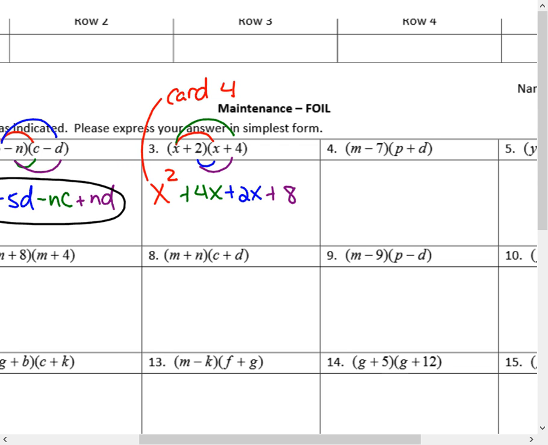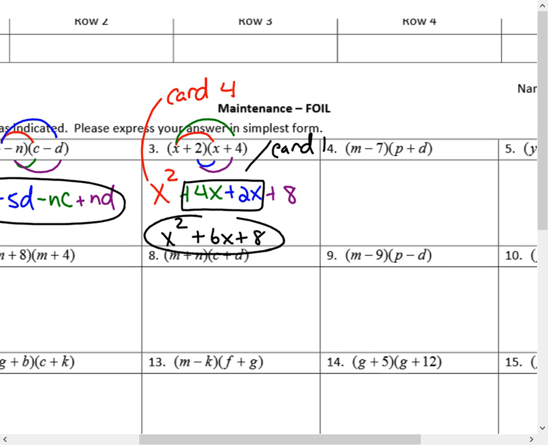Now when we continue to scan, we see that x squared, there's no more x squareds. Here we see 4x. Oh, we do have some x terms here. So we're actually going to look here in the middle. This is card 1, adding same letters. So the exponent will not change, making your final answer x squared plus 6x plus 8. What a great final answer.